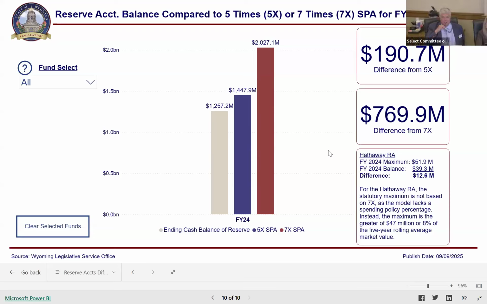There is one question in your memorandum that doesn't really tie into the data visualizations. It's question 9. The question is, how much would the 5-year average rolling market value have to increase to offset a reduction in the spending policy amount? And Madam Chairman, if you would like, I could walk through that or not. Please do. Okay, thank you.